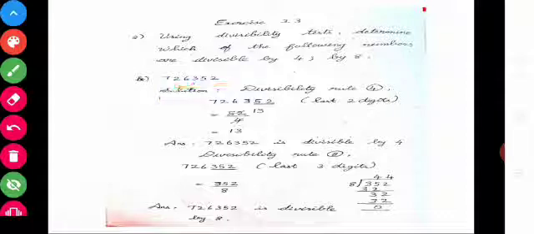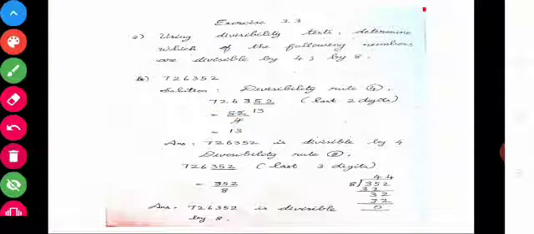7,26,352, the sum. Check divisibility rules for the last two digits. It is divisible by 4. So 13 fours are 52. So the number 7,26,352 is divisible by 4.